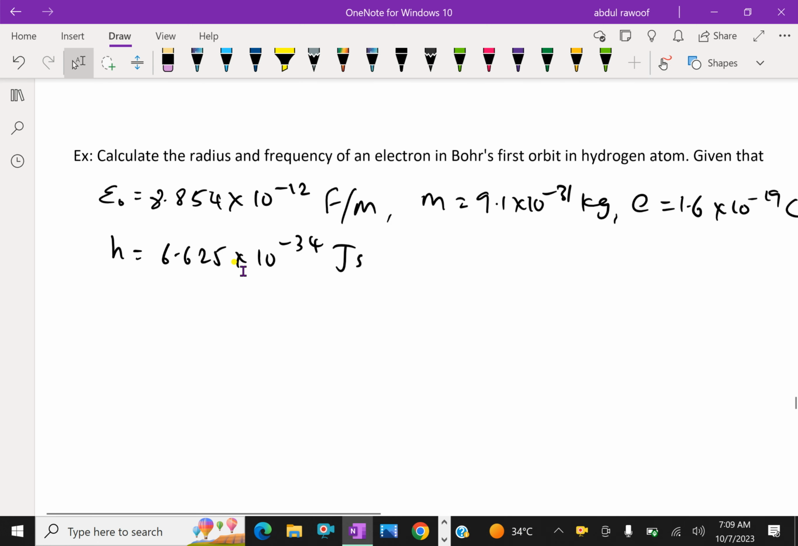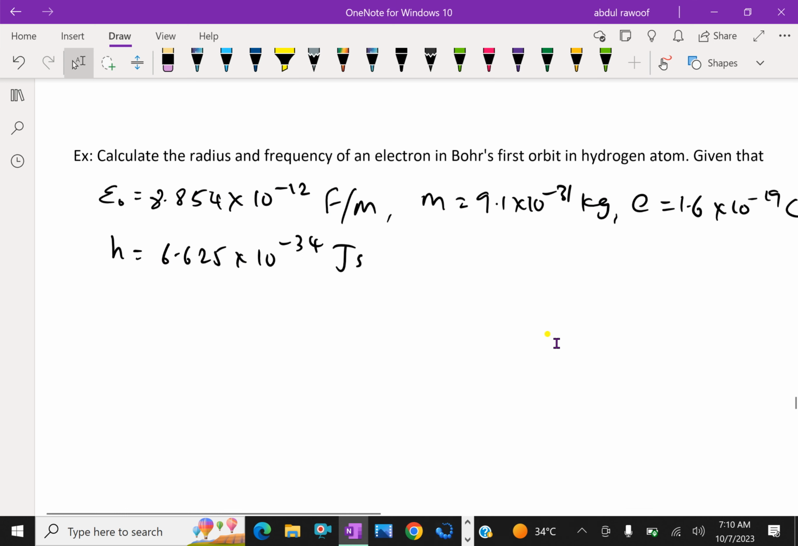Look at this example. Calculate the radius and frequency of an electron in Bohr's first orbit in hydrogen atom, given that epsilon 0 is given, mass of electron, charge of an electron, and h, Planck's constant is given.